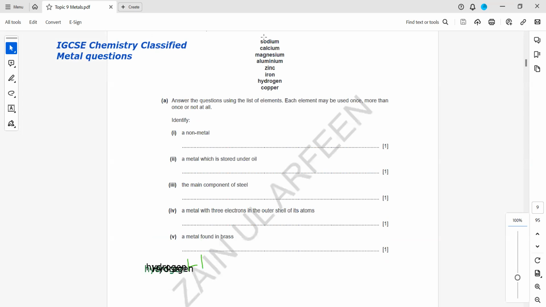So the first one, which is a non-metal. So which one is a non-metal here? You can find hydrogen is a non-metal. A metal which is stored under oil. So the group 1 metal, because they have low density as well as being highly reactive, so stored under oil.